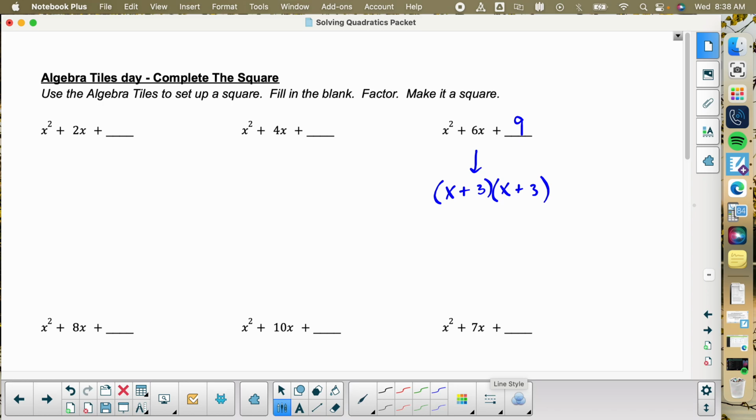If you guys remember FOILing from a long time ago, FOILing is if we were to multiply this thing out. Like I would take x times x, x times 3, 3 times x, 3 times 3. So some of you call it distributing, some of you call it FOILing. It's all the same thing, but it's multiplying it out. And that would get us to what we kind of started with.